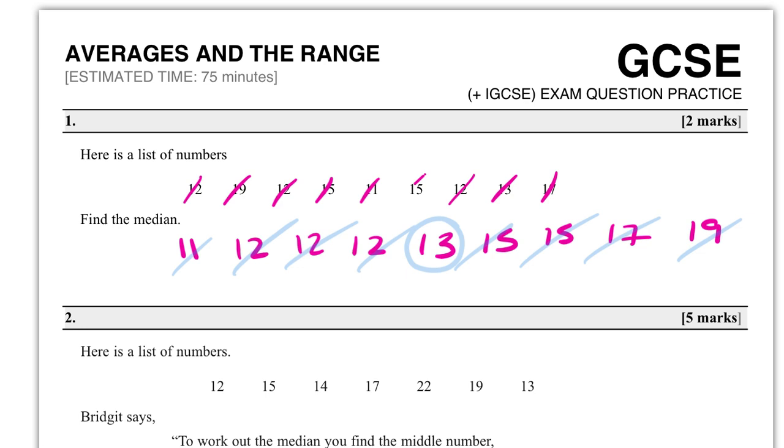Now another way we could do that is we could actually count how many numbers we have. So 1, 2, 3, 4, 5, 6, 7, 8, 9 numbers. With this, there is a formula where you take the amount of numbers, 9, add 1 and divide it by 2, and that gives us 5, the 5th place. However, I don't really like to use a formula. I like to just cross them out. Makes sense, doesn't it?